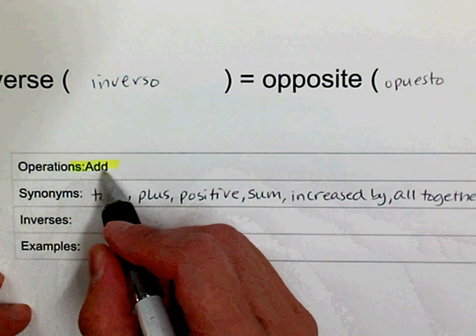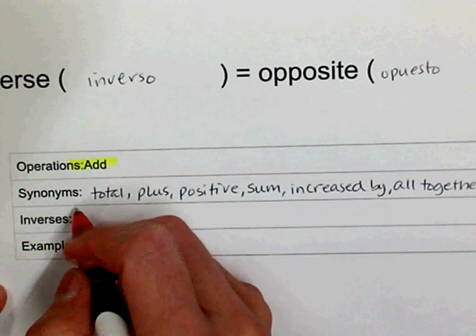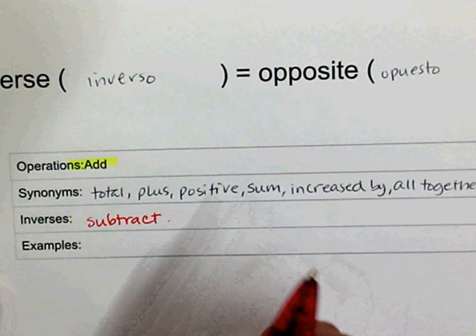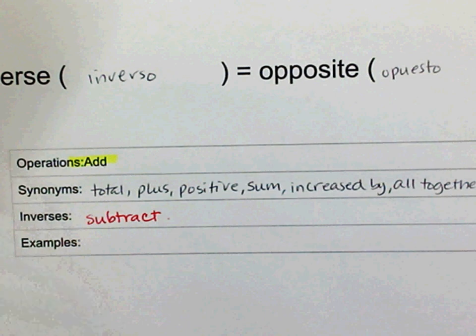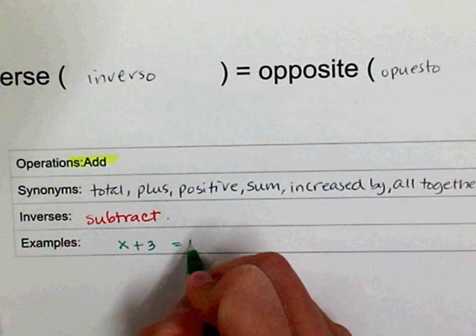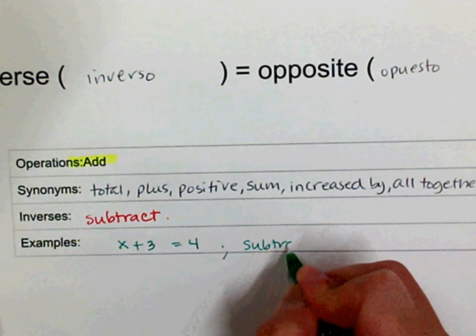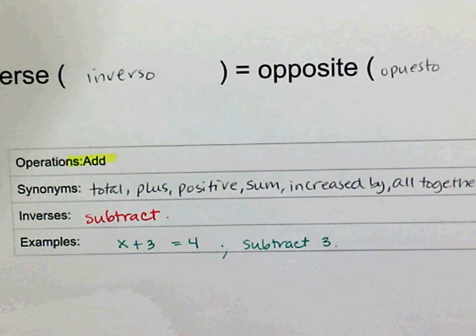An inverse of adding is subtraction. And you'll learn other words for that as well. So for example, if you have x plus 3 equals 4, what would you do right there? You would subtract 3. So it'll be a minus 3. Okay.